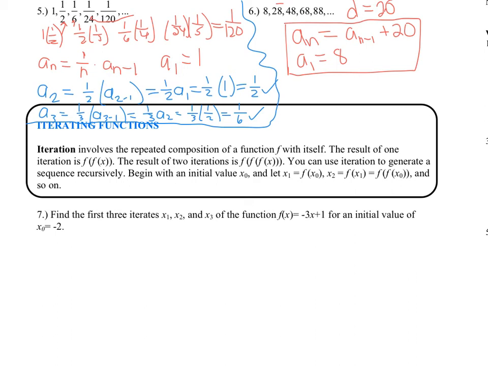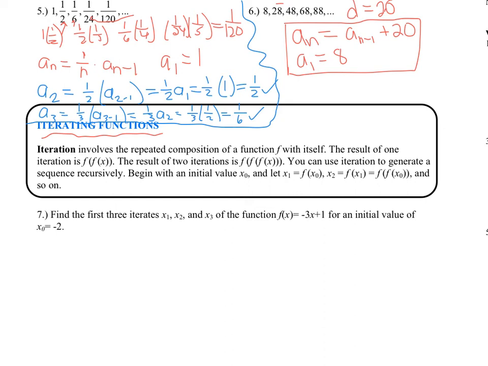Alright, so iterating functions. Iteration involves the repeated composition of a function f with itself. So recall back a few units ago when we talked about composition of functions, where you take one function and put it inside of another function as the input. Well, we're going to repeatedly do that. The result of one iteration is f of x. So we did some examples like that a few chapters ago. But now we're going to see what happens when we keep going. So if we iterate 2 times, we'd get f of f of x.